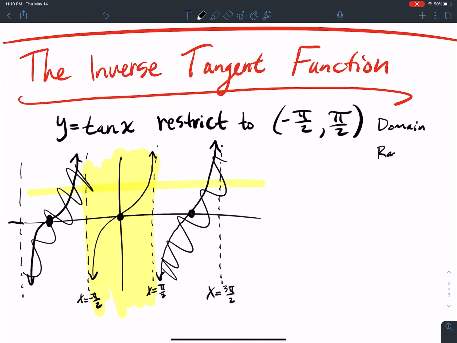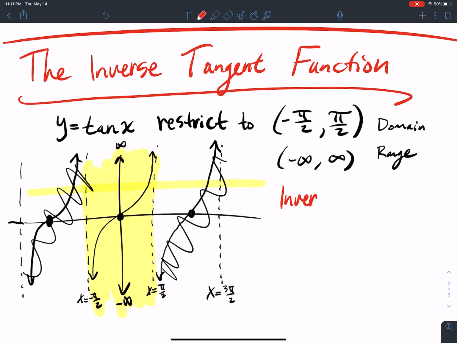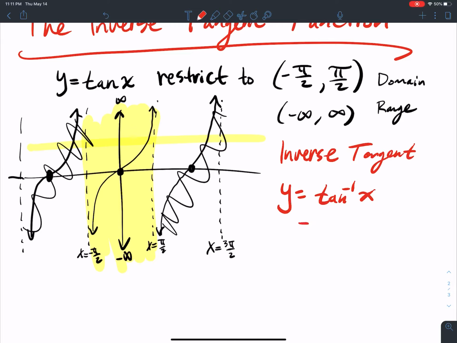And then my range, well, what's the lowest we go? We go down to negative infinity and we go up to positive infinity. So the range goes from negative infinity to positive infinity. All right? So for the inverse, we swap the x with the y. So the inverse tangent is y equals tangent inverse x. Sometimes the textbook calls it arctangent x. So if you see arctangent, that's just talking about the tangent inverse function.